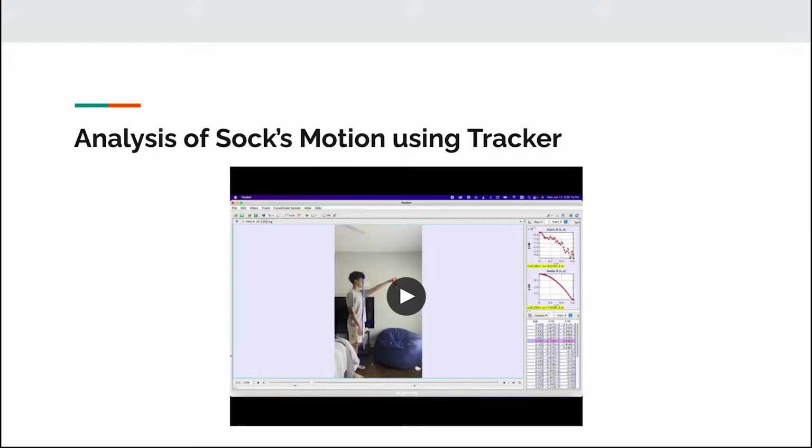So this is the sock's motion that I tracked using Tracker. As seen in the video, I chose to drop the sock from my eye level. So I selected the origin to be at the middle of the sock when it was at rest. Because my sock moves along the y-axis downwards, the resulting position versus time graph is negative and increasing to the right.